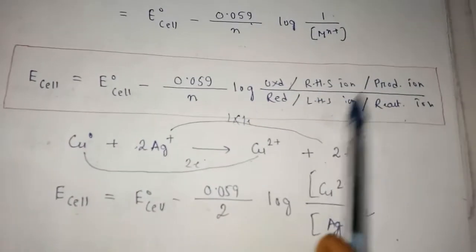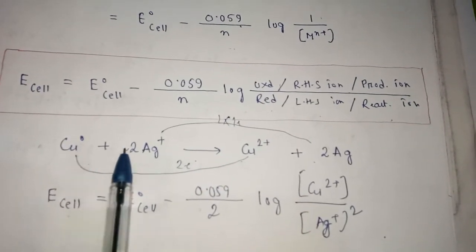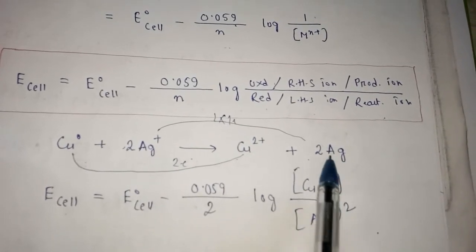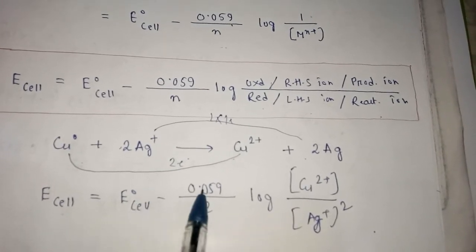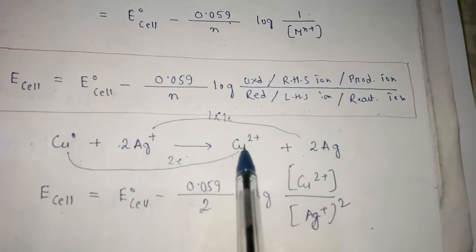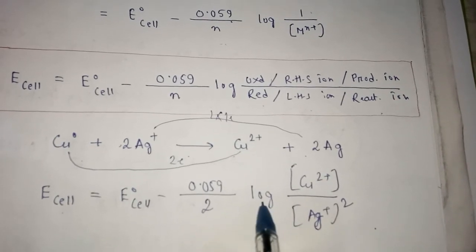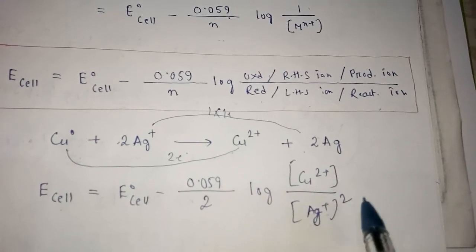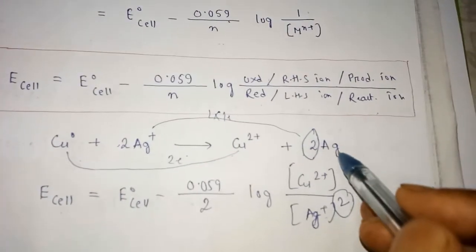So this one again we take: Cu plus 2 Ag positive gives Cu dipositive plus 2 Ag. This is your cell equation. From that, E of cell equals E naught of cell minus 0.059 by 2. Why 2? Because silver goes from plus 1 to 0, so 2 electrons are transferred. So you have to take log Cu dipositive by Ag positive squared. There is this coefficient, you have to remember that coefficient also.